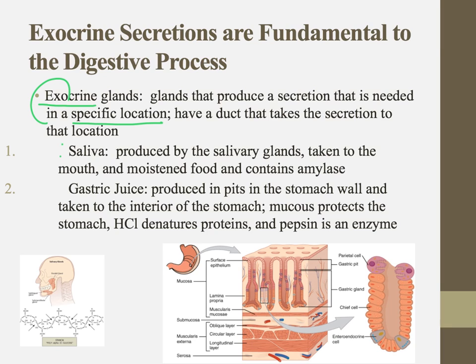So again, the salivary glands produce saliva, and that contains enzymes like amylase, and it takes it to a really specific spot. You also have this juice called gastric juice, and it comes out of these little holes in your stomach called gastric pits. Again, they're going to a very specific location. That's what makes them an exocrine secretion.